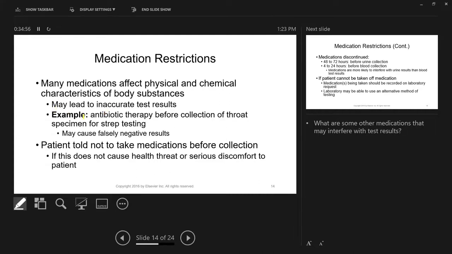So, examples of medications that throw off test results. If somebody's on antibiotic therapy before a throat specimen is collected for strep testing, that's going to give a falsely negative test result. They still have strep throat, but the levels are too low to test for because they're on an antibiotic.